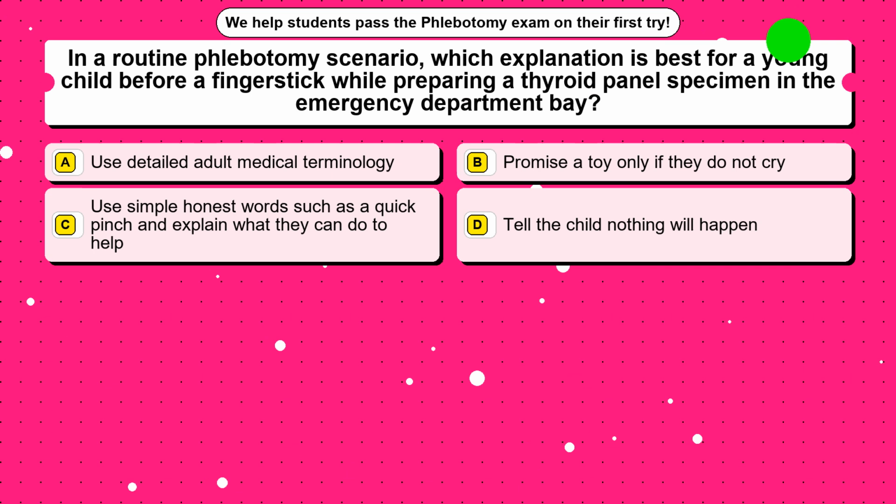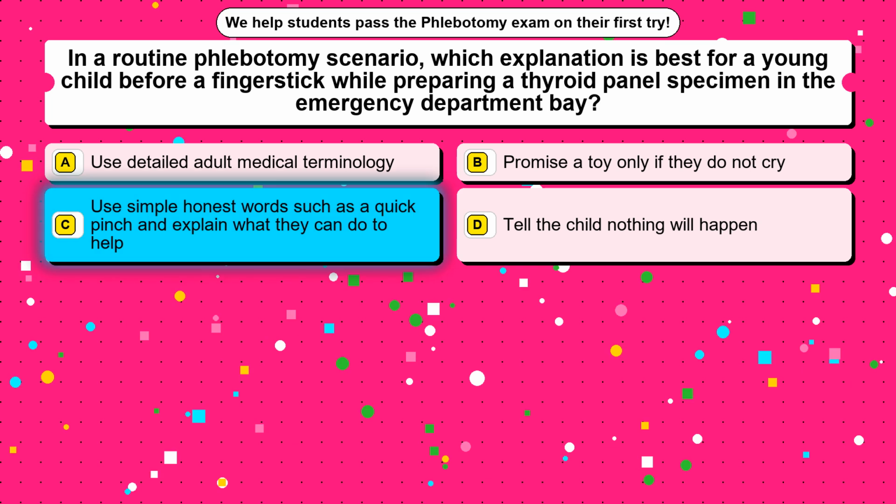Question 64. In a routine phlebotomy scenario, which explanation is best for a young child before a finger stick while preparing a thyroid panel specimen in the emergency department bay? Option A. Use detailed adult medical terminology. Option B. Promise a toy only if they do not cry. Option C. Use simple honest words such as a quick pinch and explain what they can do to help. Option D. Tell the child nothing will happen.